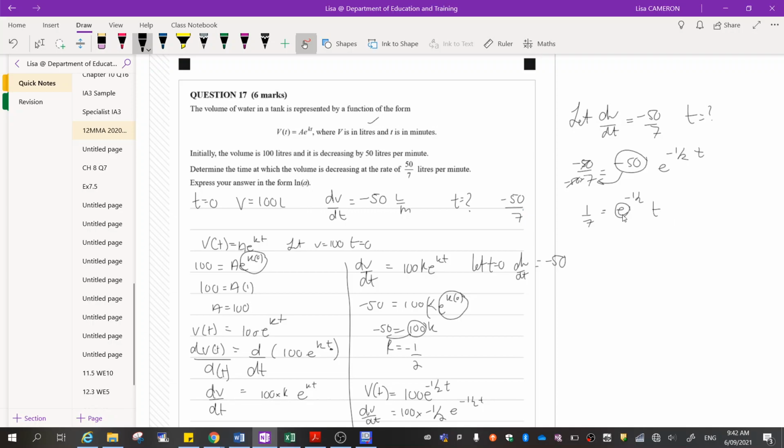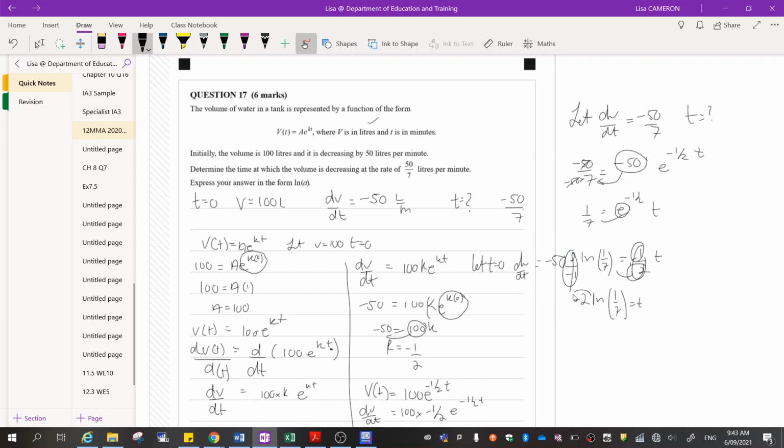Okay, now I can take e across by using my natural log. So ln(1/7) is equal to negative a half T. When I take this to the other side, it'll invert the fraction. I'll end up with negative 2 ln(1/7) is equal to T. If you're not sure what I've done there, I've taken the 2 across by multiplying, then divided by negative 1, and then simplified this to be that.